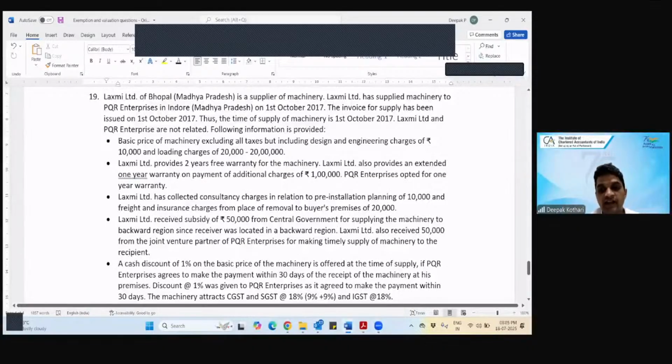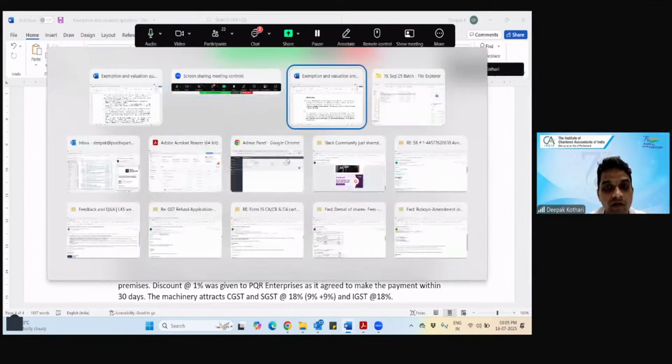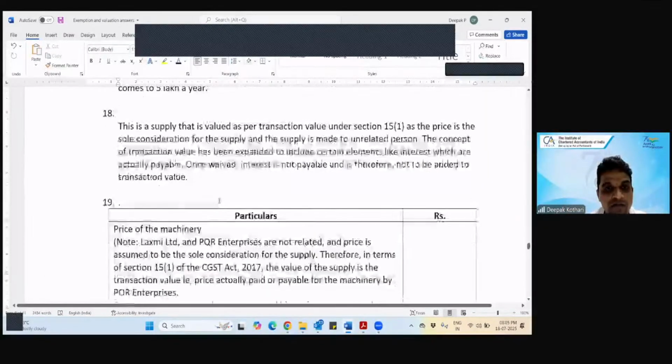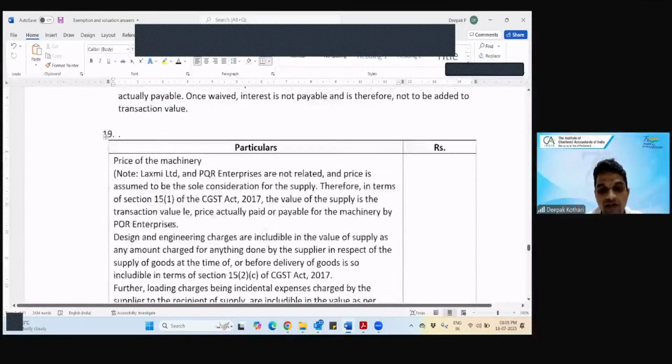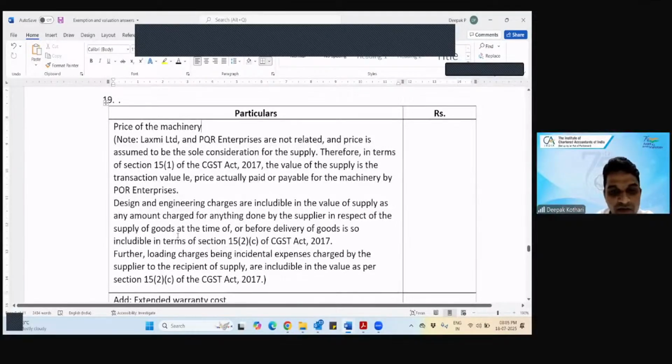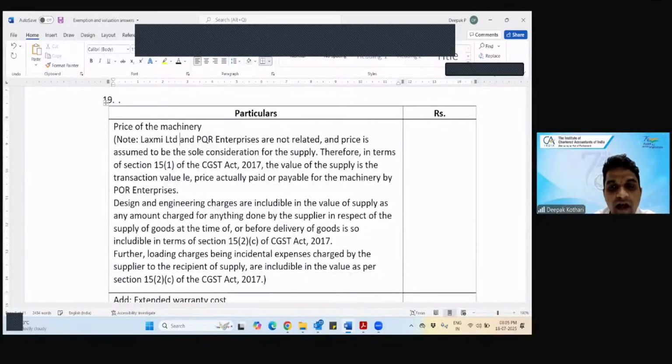Okay. So let's get into the answer for this and see what all has to be included and what not. Price of the machinery. Firstly, what should be the price? You have to give the note here itself, or you can give a separate note, whichever way you are comfortable. Here, I have given the note here itself. Lakshmi Limited and PQR are not related, firstly, and therefore price is assumed to be the sole consideration. Because if the price is the sole consideration, then we can go into the valuation. So we are assuming that price is the sole consideration.